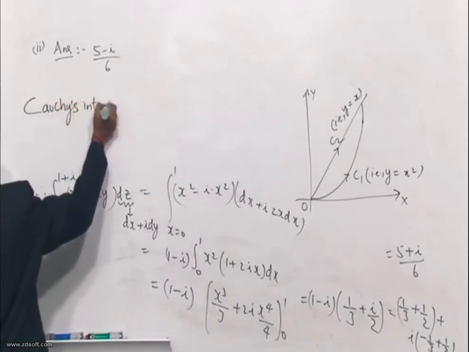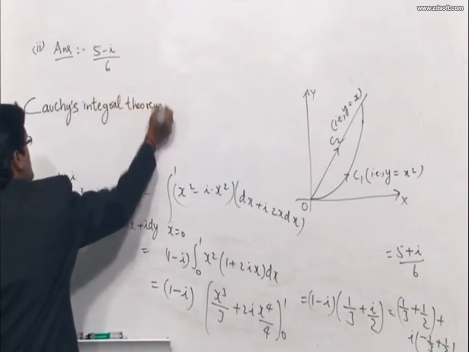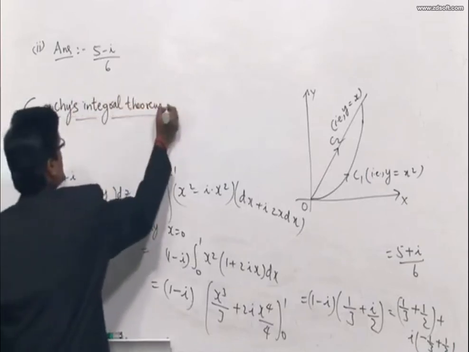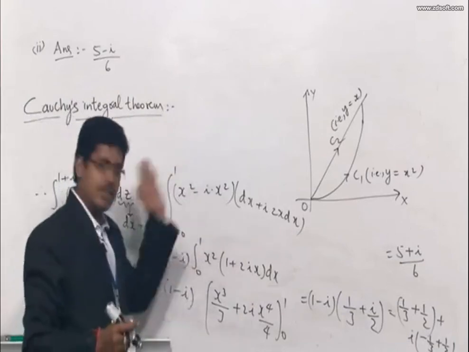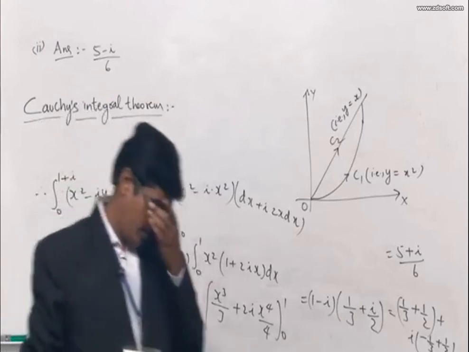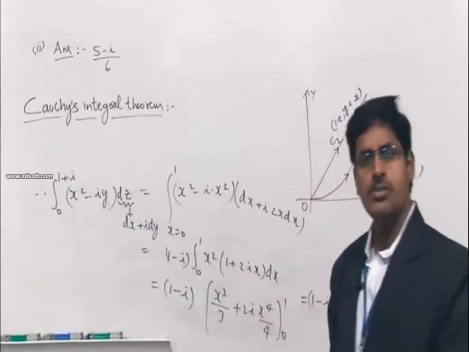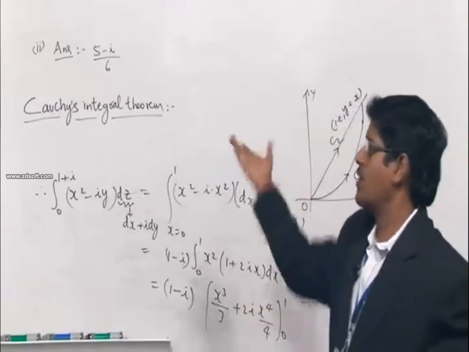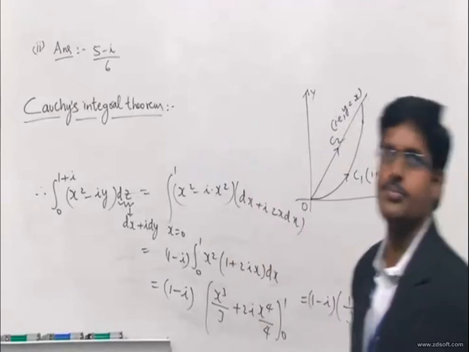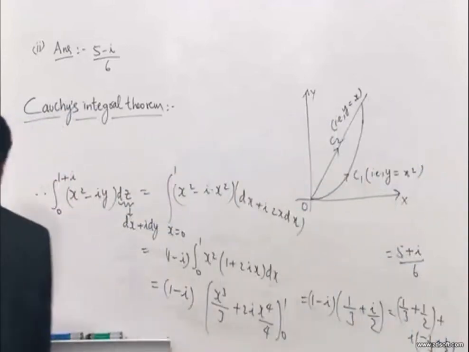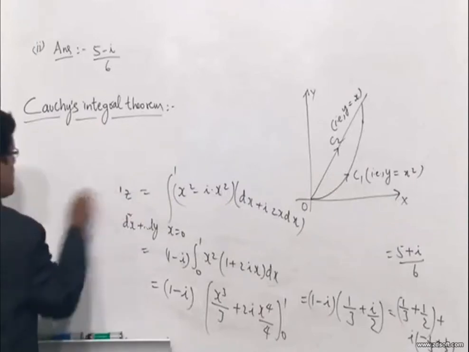Cauchy's integral theorem, very important. These two theorems help to find results without converting, writing all these steps and finding limits, okay, without integrating, without limits, without one variable verification, without graphs, we can get the results, provided the curve should be a closed curve. Here it is an open curve. Open curve means endpoints are not equal. Closed curve means endpoints are equal.